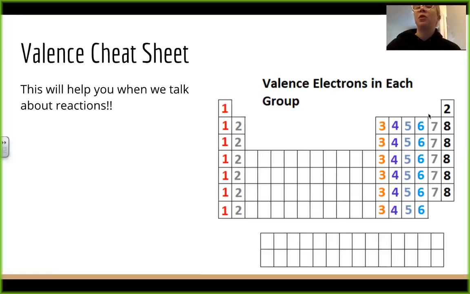Then we have 3, 4, 5, 6, 7, right? So we're going to find out, as you might be able to imagine, we want to get to 8. These metals here with 1 valence electron will react very well with the halogens that have 7 valence electrons, right? Those two are most likely to interact because guess what? 7 plus 1 is 8. Super easy. No craziness going on.